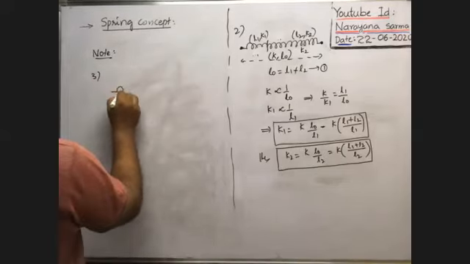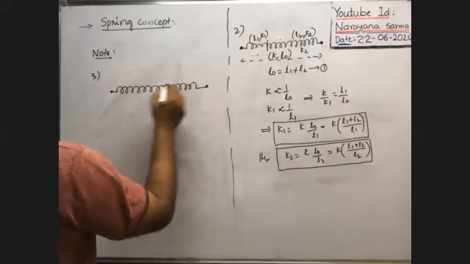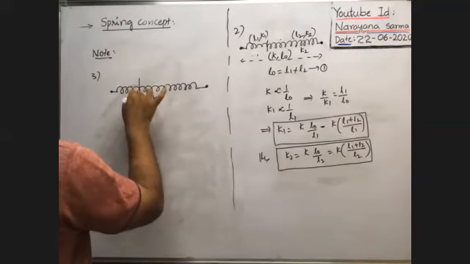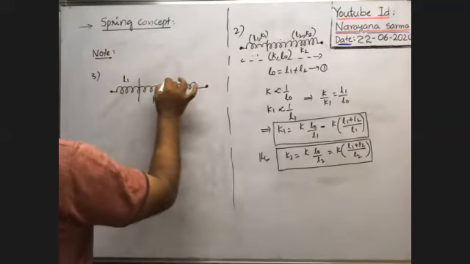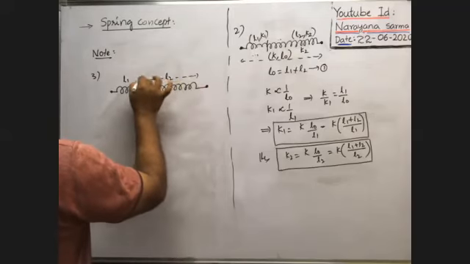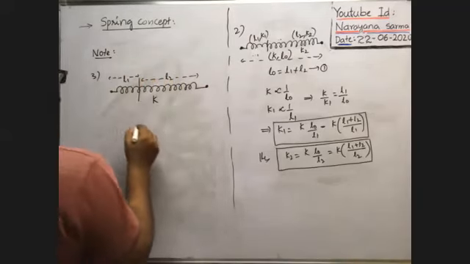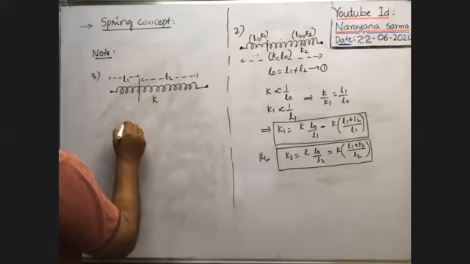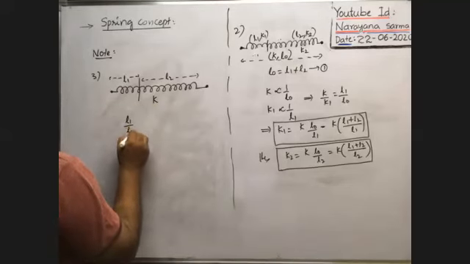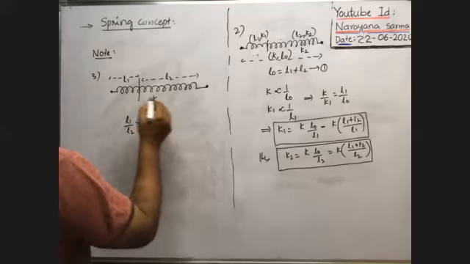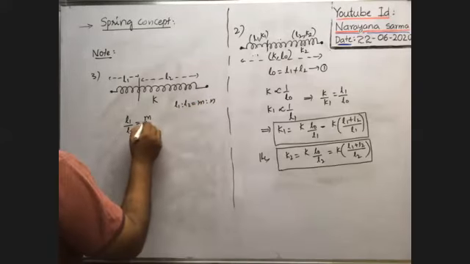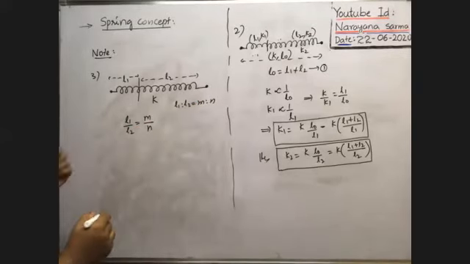Suppose there is a spring having spring constant K. It is divided into two parts here. This length is L1, this length is L2. Of course, these lengths are not given, but the ratio is given. The spring is divided into two parts so that the lengths of the two parts are in the ratio m:n. L1 is to L2 is m:n, that means L1 by L2 is equal to m by n.